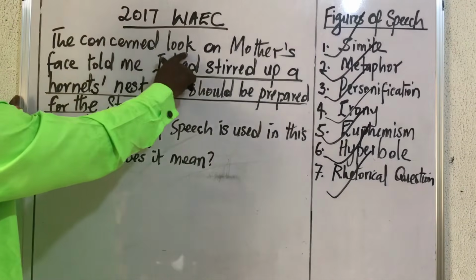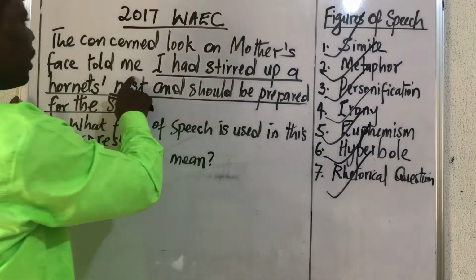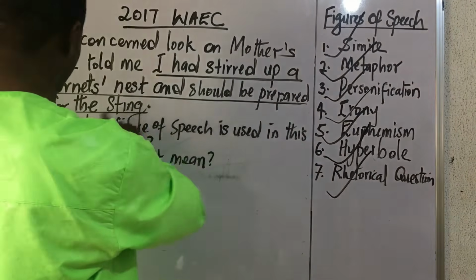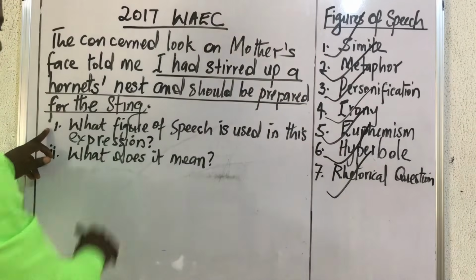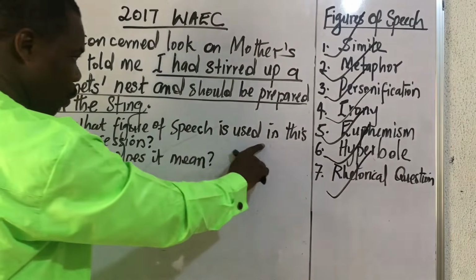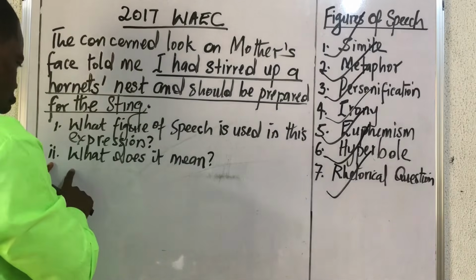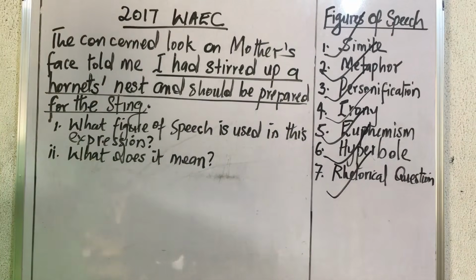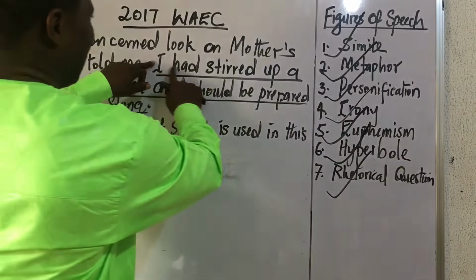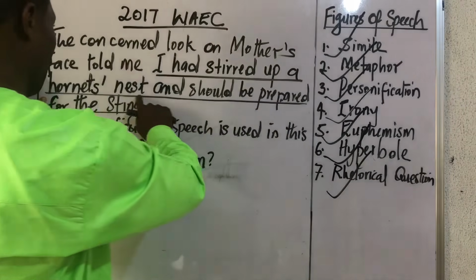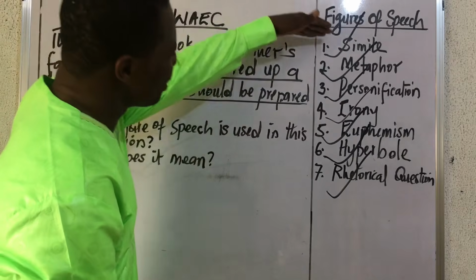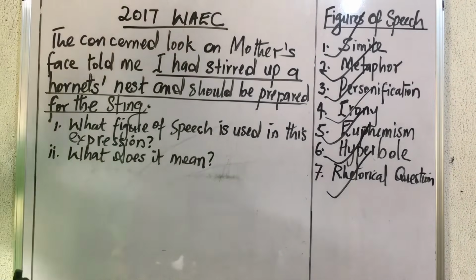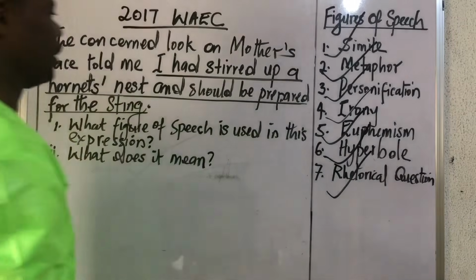2017 WAEC. The concerned look on mother's face told me I had stirred up a hornet's nest and should be prepared for the sting. One, what figure of speech is used in this expression? Two, what does it mean? Now, when you look at this expression very closely, I had stirred up a hornet's nest. Is it simile? Is it metaphor, personification? Now, it's not an irony, it's not a euphemism.